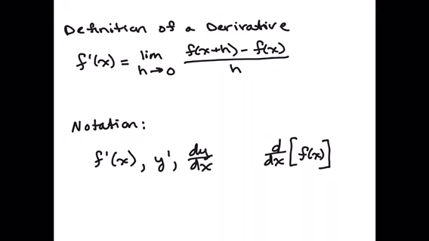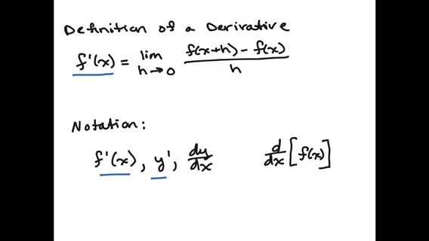That is actually the definition of a derivative. A derivative describes how the curve is changing, and it is the slope of the tangent line to the curve if we evaluate it at a specific point. The notation for a derivative is f prime of x. We can also write that as y prime.